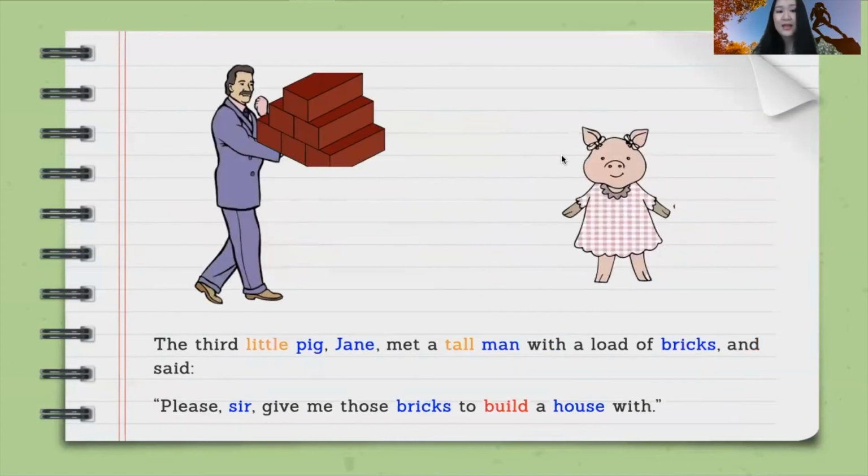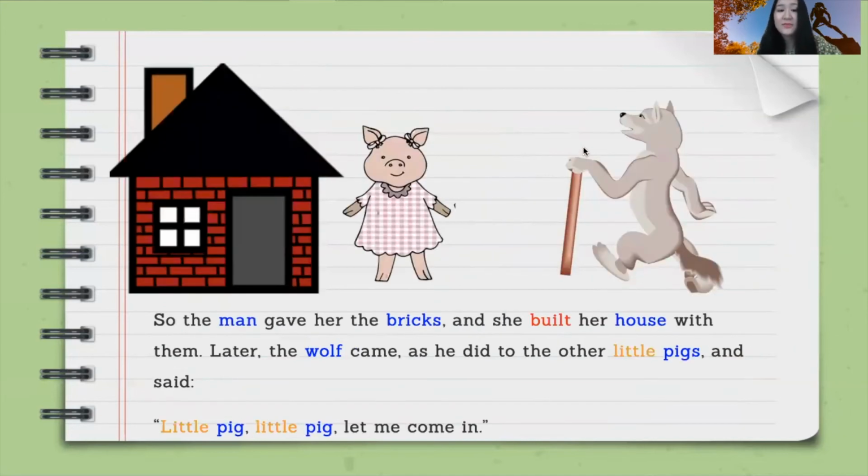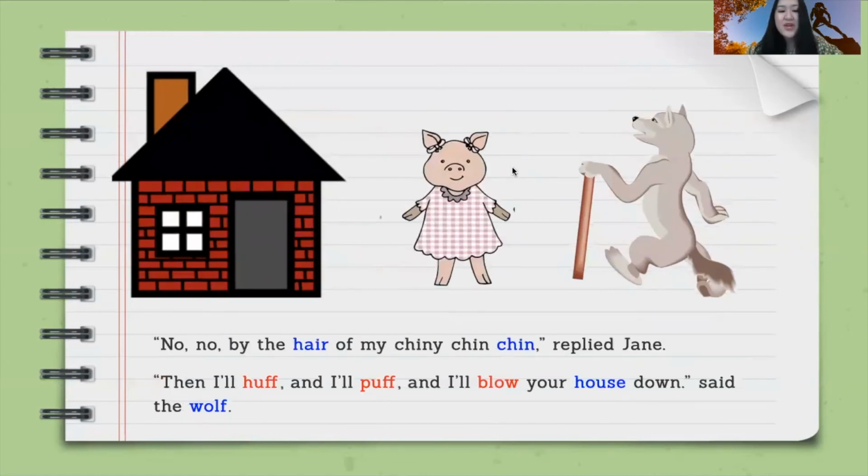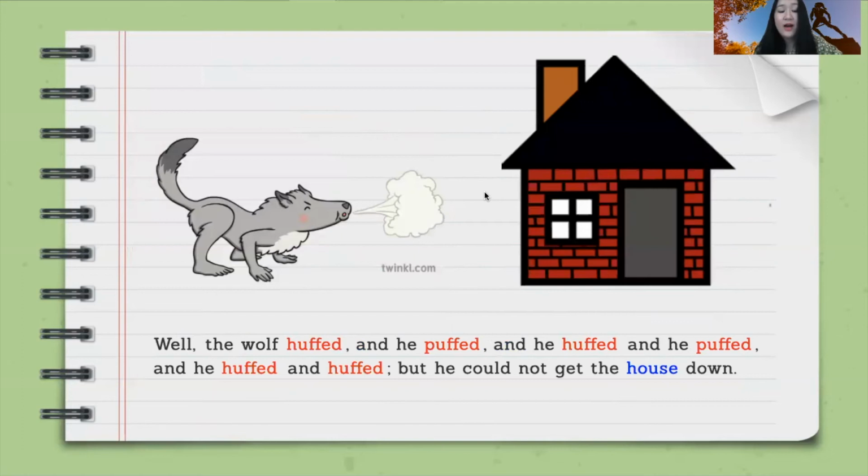The third little pig, Jane, met a tall man with a load of bricks and said, "Please, sir, give me those bricks to build a house with." So the man gave her the bricks, and she built her house with them. Later, the wolf came, as he did with the other little pigs, and said, "Little pig, let me come in." "No, no, not by the hair of my chinny chin chin," replied Jane. "Then I'll huff and I'll puff and I'll blow your house down," said the wolf. Well, the wolf huffed and he puffed, but he could not get the house down.